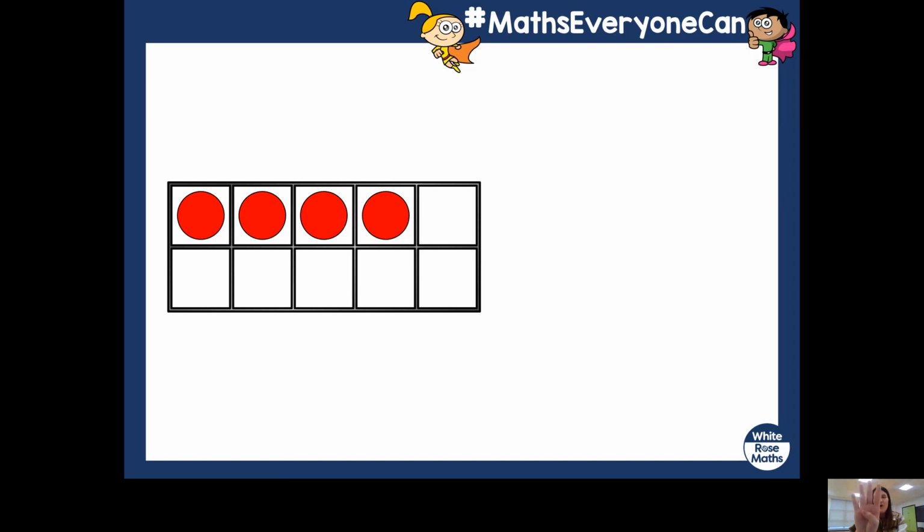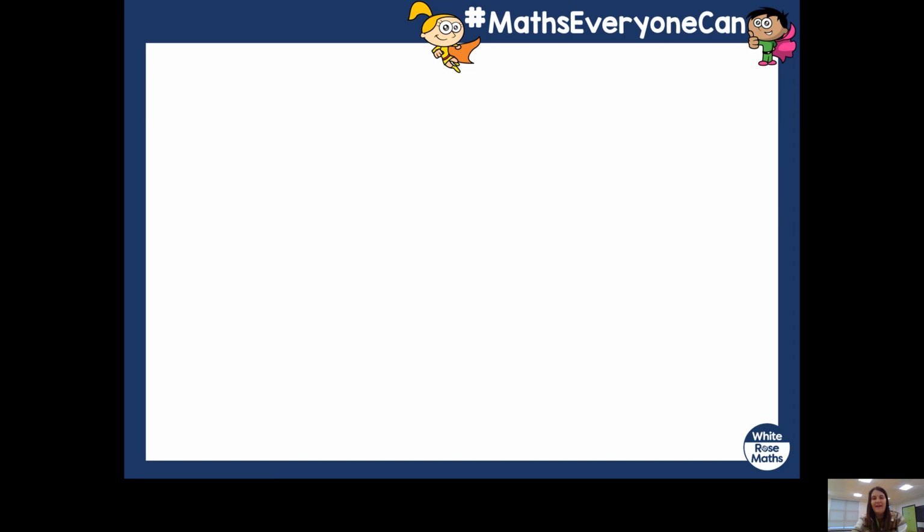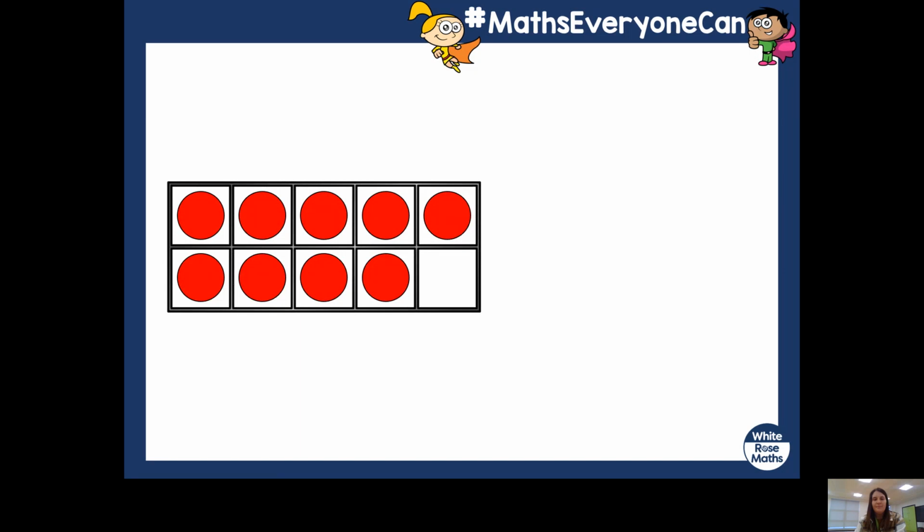Fabulous. There are 4 red counters in our tens frames. So 4 is being represented. Excellent. Here's our next tens frame. Excellent. 9 is being represented. Now, it's quite easy to spot 9 because there is one empty space. So we know 1 less than 10 is 9. So we can see our empty space. So we know that 9 is being represented. There are 9 red counters in the tens frame.